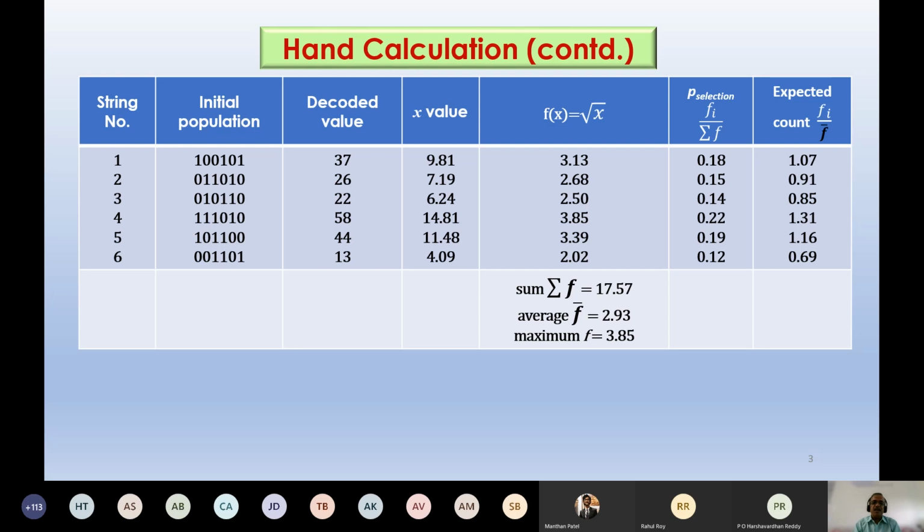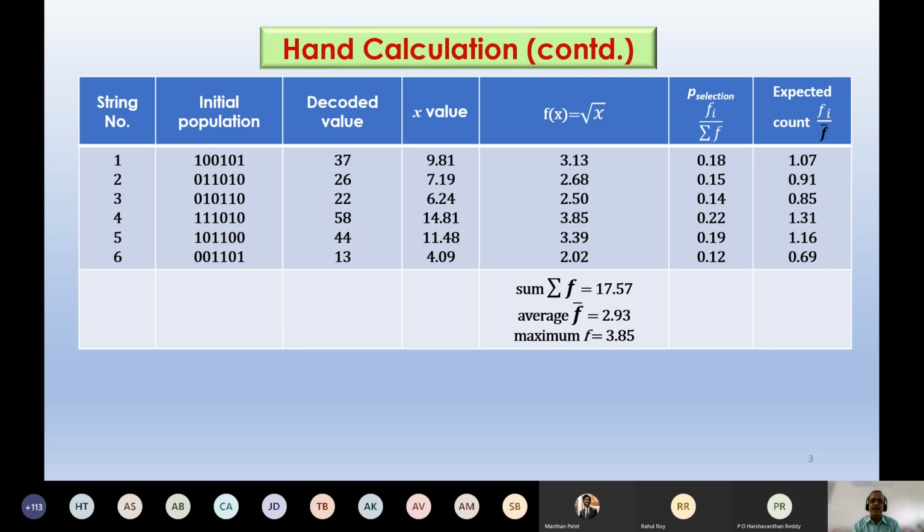Now using this linear mapping rule, I can find out the real value corresponding to each decoded value. Corresponding to 37, all of you please calculate whenever you get time. You'll be getting 9.81. Similarly, corresponding to 26, 7.19; 22, 6.24; 58, 14.81; 44, 11.48; 13, 4.09. So these are the real values for this variable.